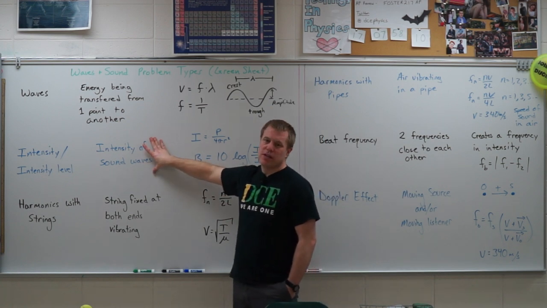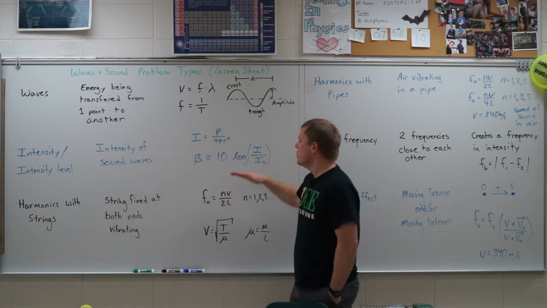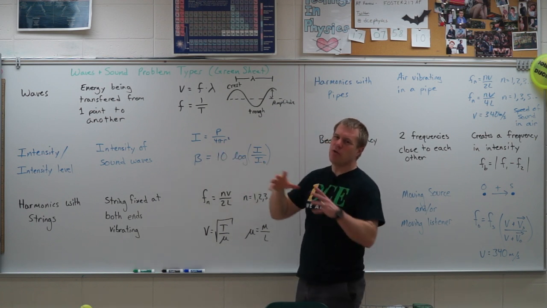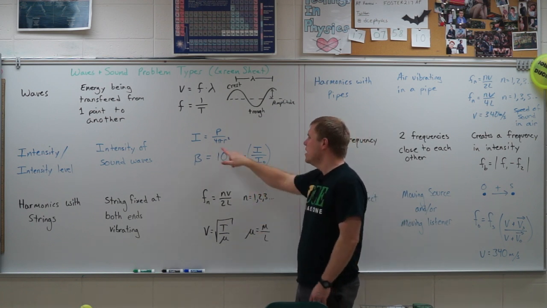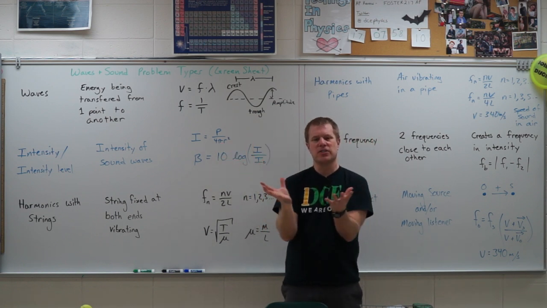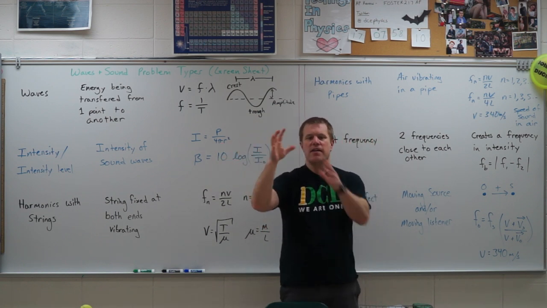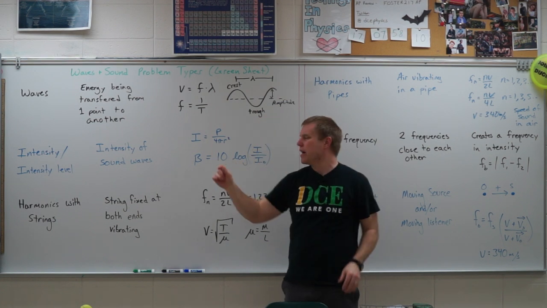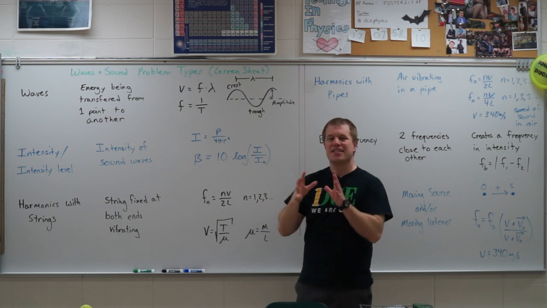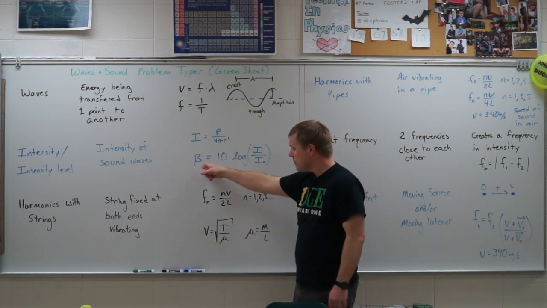All right, next we're going to look at intensity and sound intensity level. This is if we're dealing with the intensity of sound waves. So the intensity of a sound wave is equal to the power divided by the area over which that power is spread. And so 4 pi r squared would be the surface area of a sphere. So if you create a sound, that sound travels out equally in all directions, covering an area of 4 pi r squared, r being the distance away from that source.